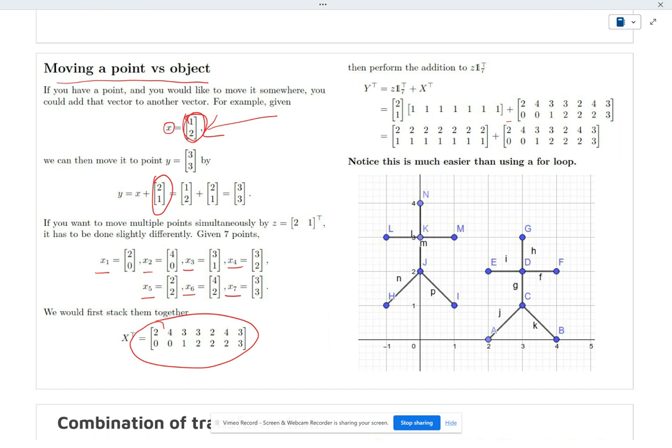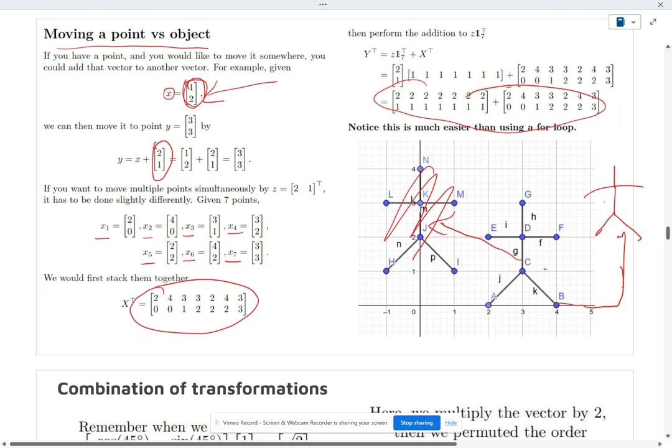I think I may have done something wrong. I think this addition doesn't correspond to this. It moves it this way, 2 by 1, so I think it's going to end up somewhere here. Anyway, this is probably not right.